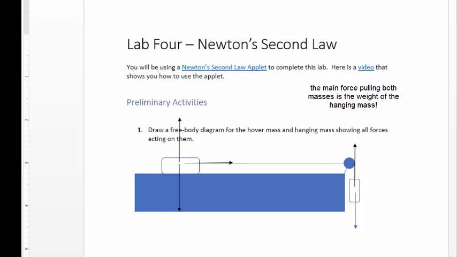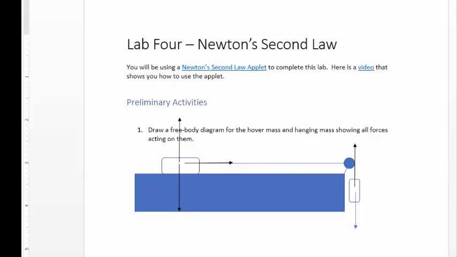When we write a net force equation, we start out with the total force equals the mass times the acceleration. The total force acting on this is just the weight of the hanging mass, the mass of the hanging mass times gravity. And that is going to cause the total mass of the system, because they're connected by a string, to accelerate. So the mass on the table plus the hanging mass is going to accelerate. So that's just m total times the acceleration of the system. They both will have the same acceleration.